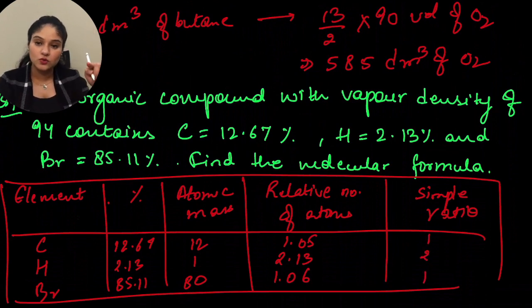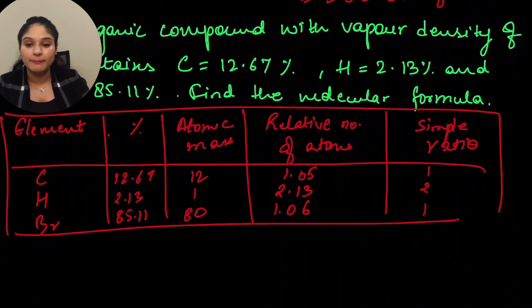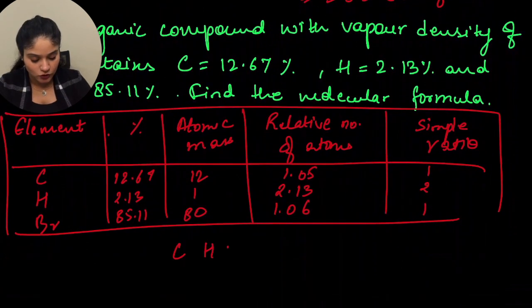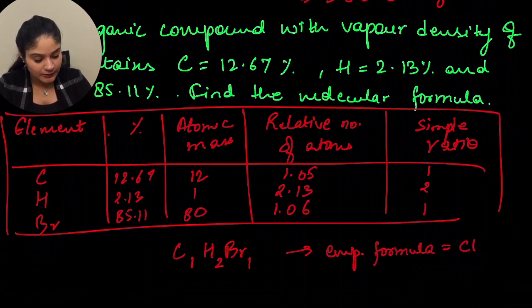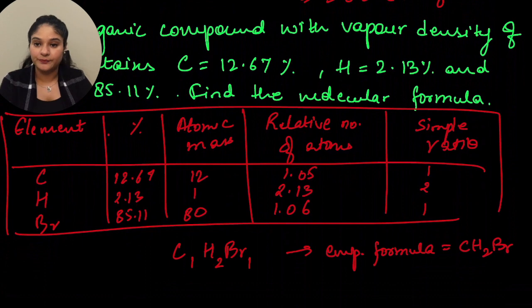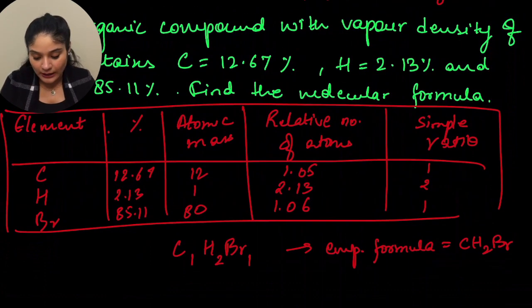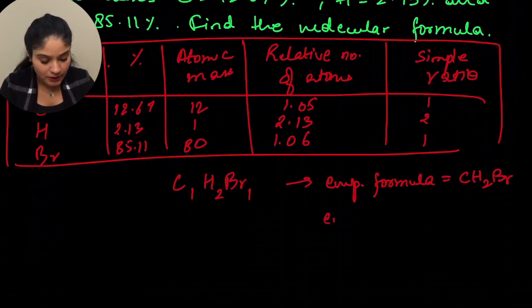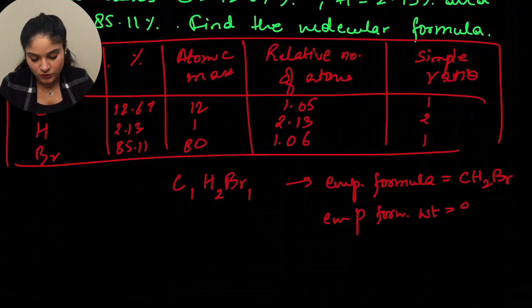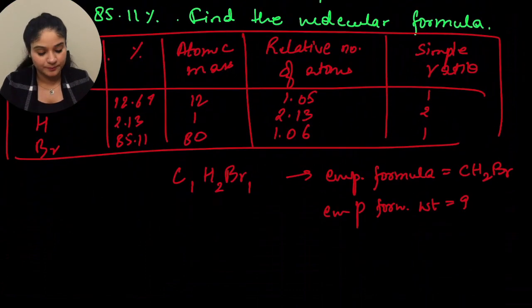Now just write the empirical formula. You have C, H, Br, where C is 1, H is 2, and Br is 1. So your empirical formula is CH2Br. Okay, let's move ahead further. So this is your empirical formula, and the empirical formula weight given to you is 94.